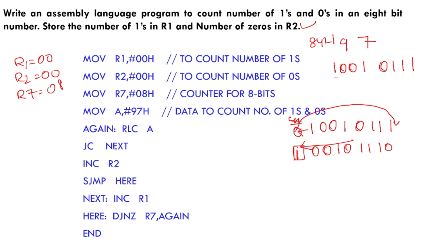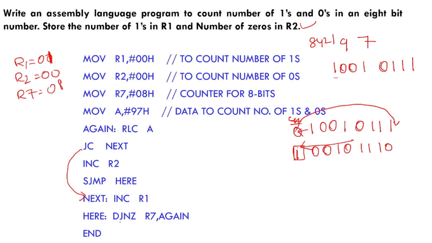Okay, so now I will check jump carry next. So this is 1, right? That means it has a carry. So where do I need to go? I need to go to the label next. So before, R1 was 0, right? So that means I have detected a 1, so now I need to update it as 1, right?